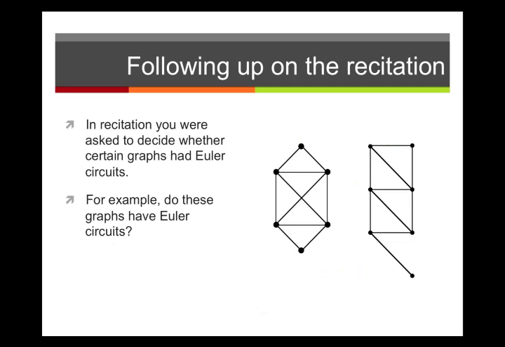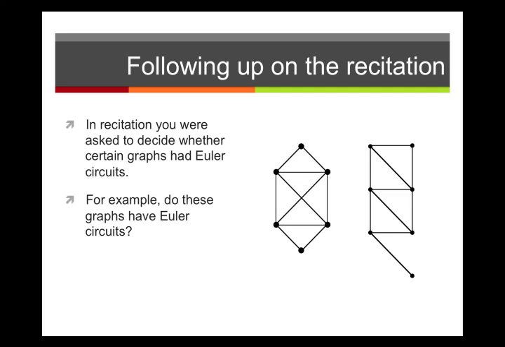So what we're looking for, Rita, is an Euler circuit. And you've thought about this problem already, because you did this in recitation. In recitation, you were asked to decide whether certain graphs had Euler circuits. For example, let's look at the two graphs that are shown here. And do these graphs have Euler circuits?